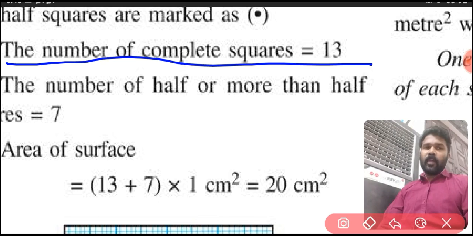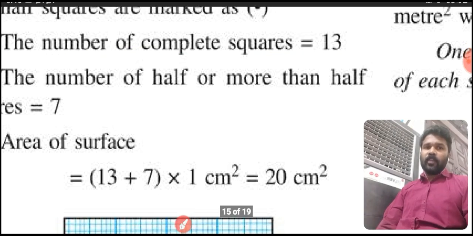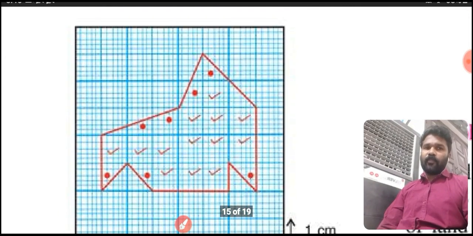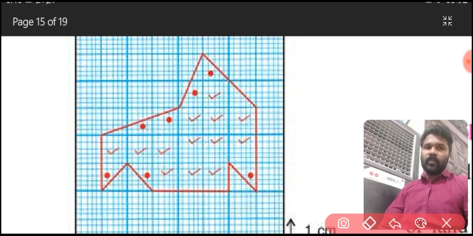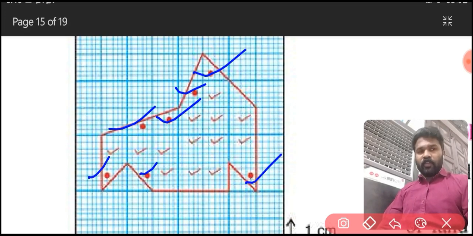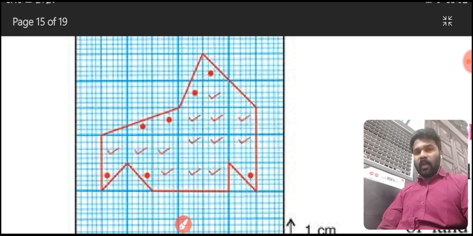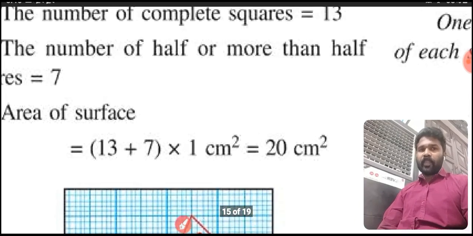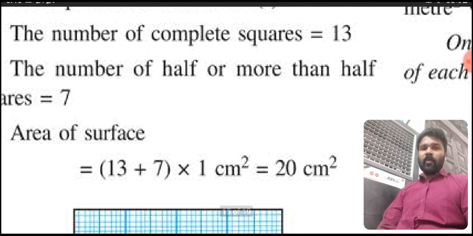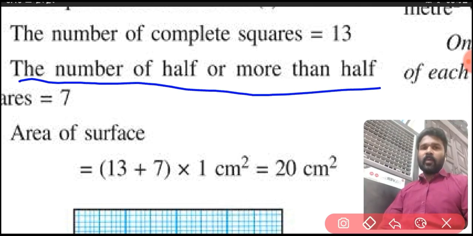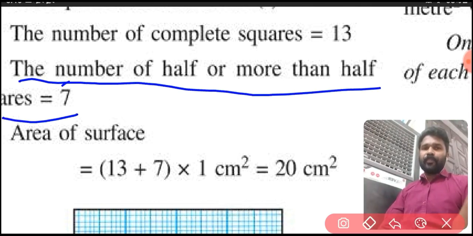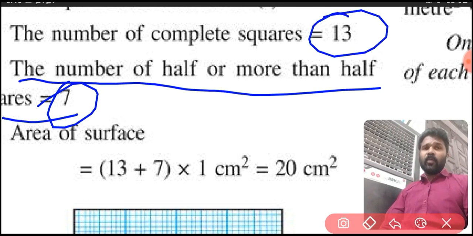Now we are going to count the dots, meaning half or more than half. Okay, students, 1, 2, 3, 4, 5, 6 and 7. So the number of half or more than half squares are 7. We got 13 complete squares, and 7 half or more than half.